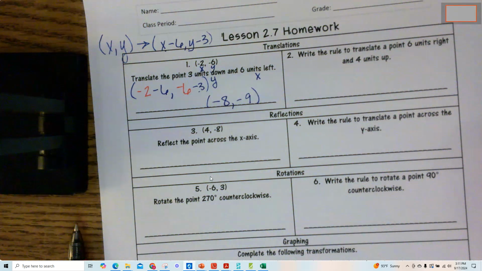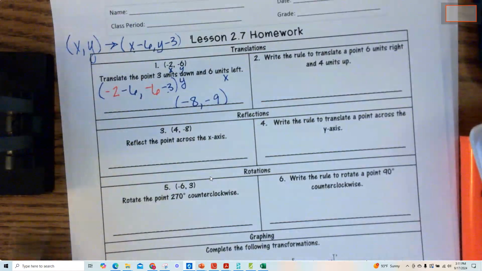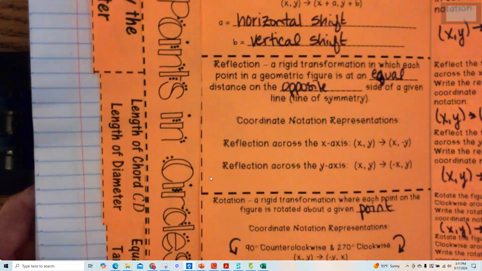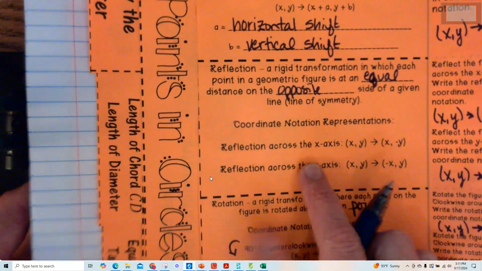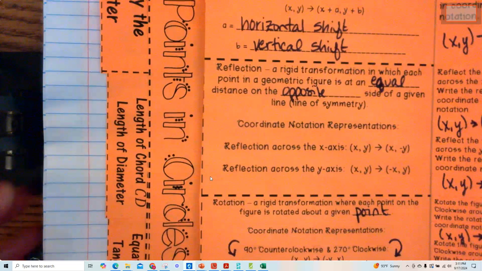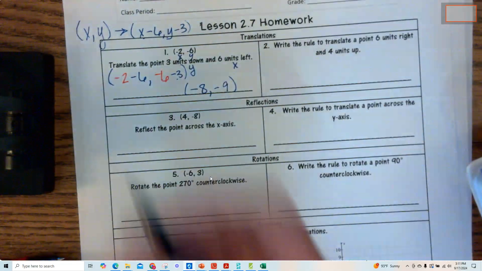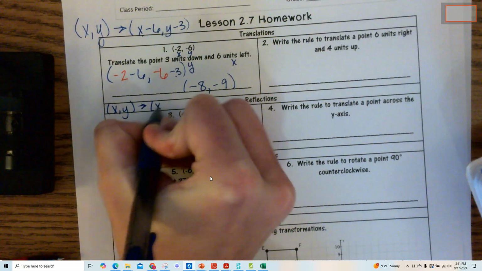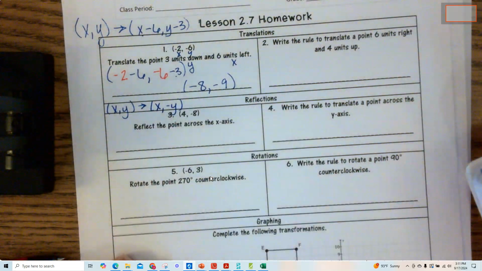All right, next one up. Reflect the point across the x-axis. Here's where these rules come in handy. If I'm going to reflect across, would we say x-axis? Here's my rule. Same thing, we can use this rule to find our new point. So the rule is x comma y turns into x comma -y.